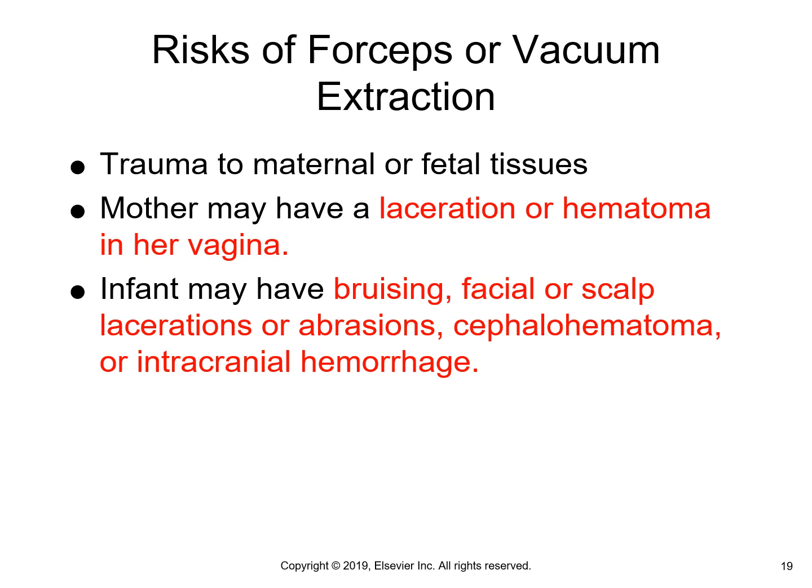What are the risks of forceps or vacuum extraction? There might be trauma to the maternal or fetal tissue. The mother may have a laceration or hematoma in her vagina. The infant may have bruising, facial or scalp lacerations or abrasions. There might be what we call a cephalohematoma, where there's a clot that you can actually feel on the head of the baby, or intracranial hemorrhage can also happen.